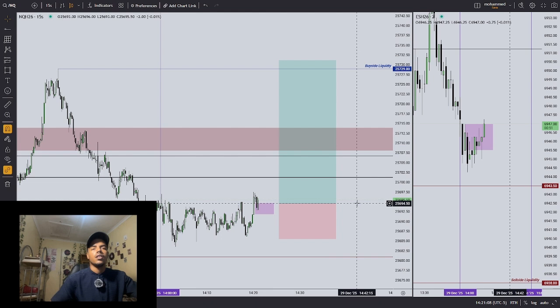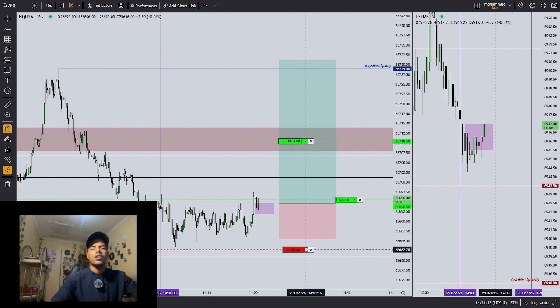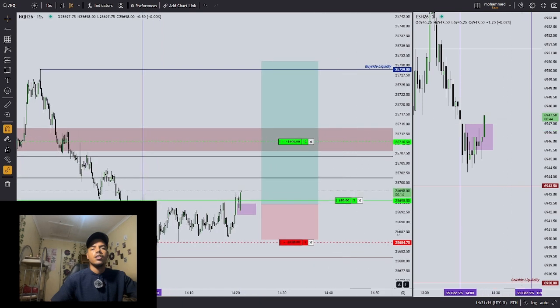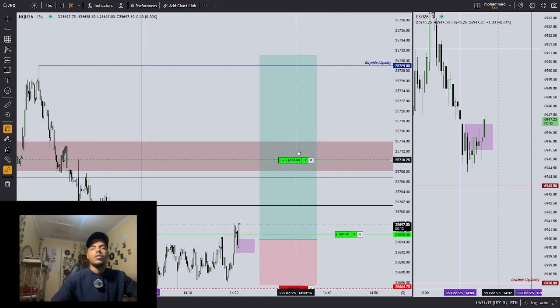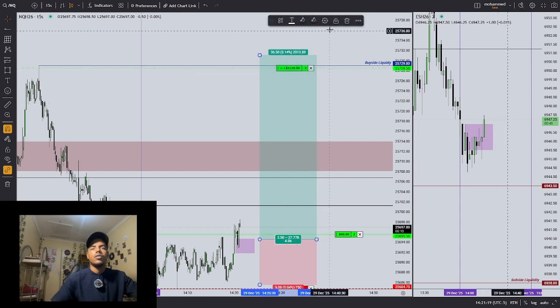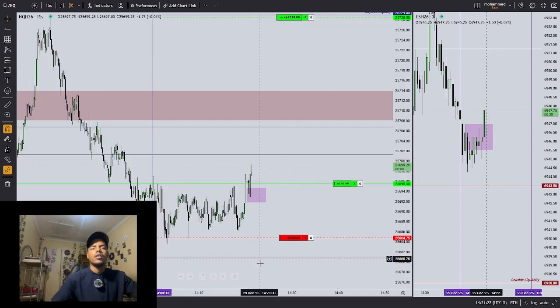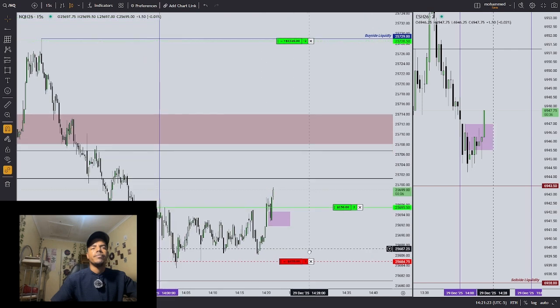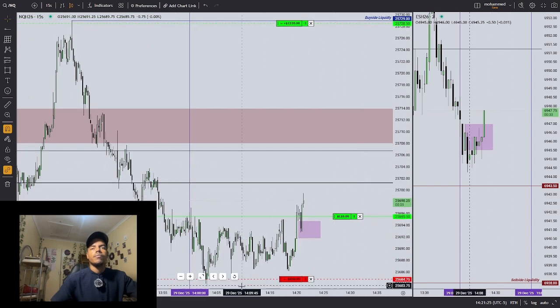I'm just going to quickly show you how I take my trades. At the moment we are looking for buy side. We're trading in between the silver bullet, which is the 2 to 3 p.m. session.